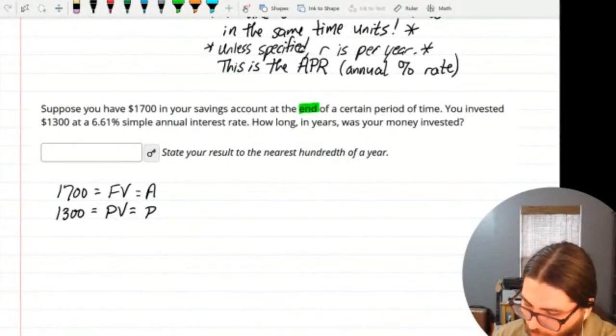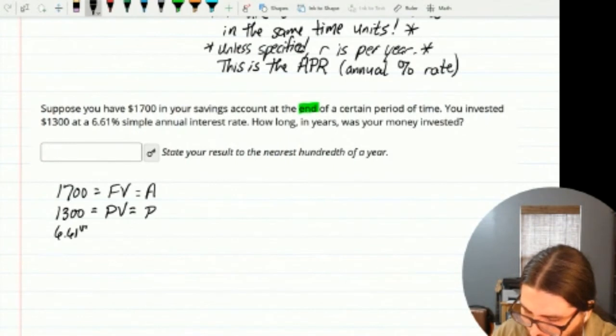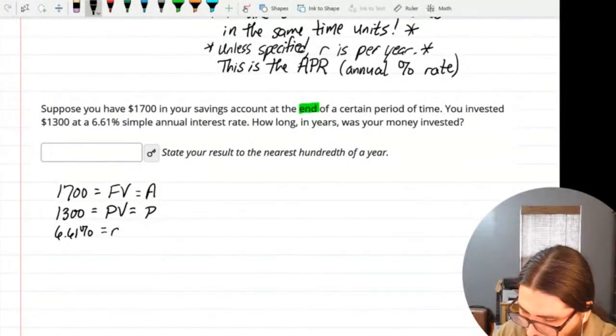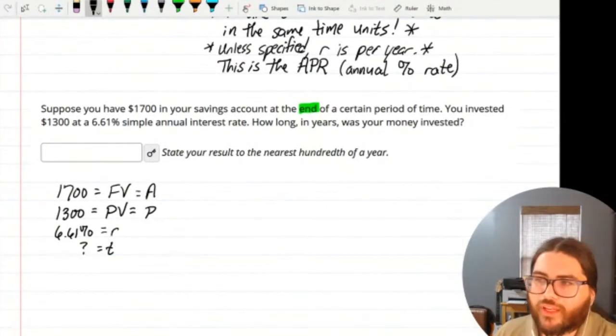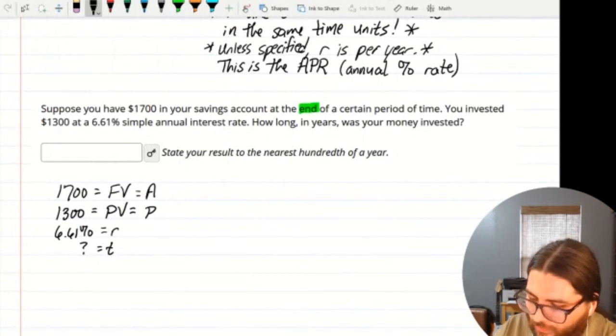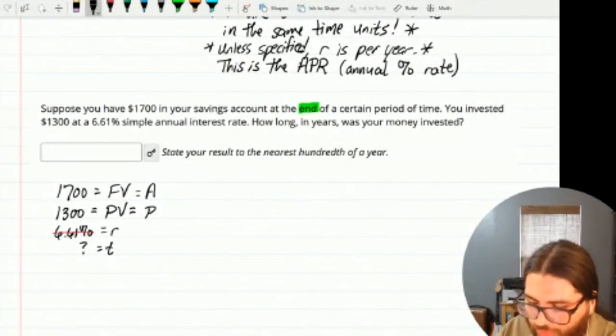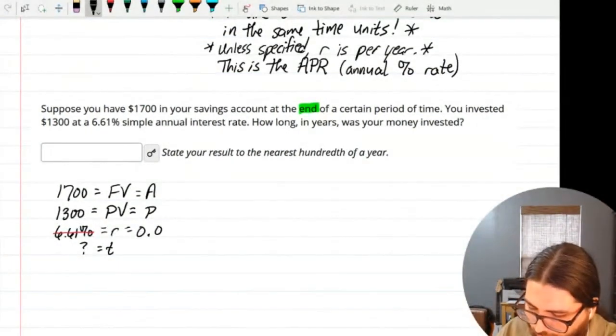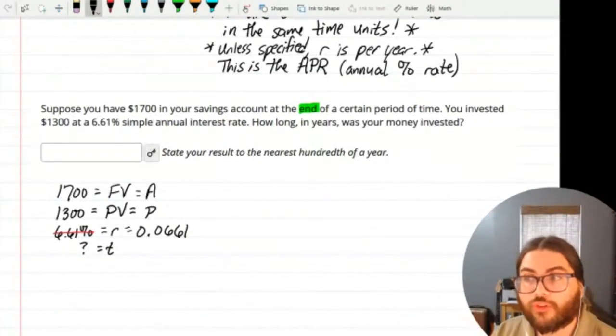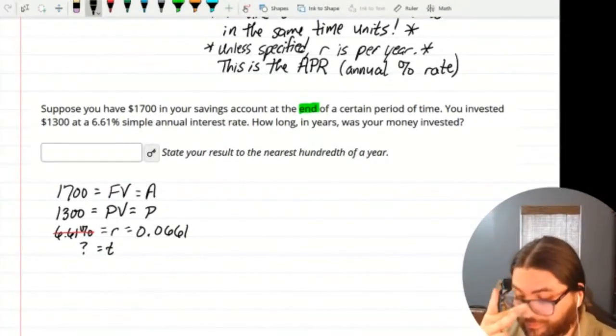Move this down because we were told the R, 6.61% is R, and I don't know what the T value is, right? I'm going to make it a really good habit of mine to always give my R values as decimals, not percentages. 0.0661, right? You always move the decimal place twice.